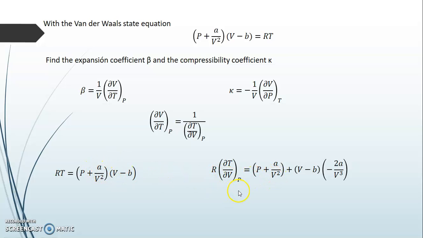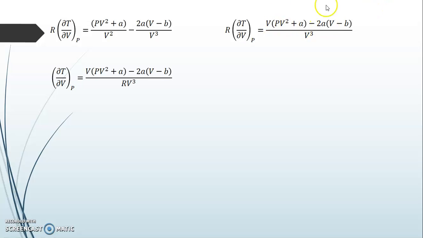So in here we have a product, so we need to use the product rule for derivatives. We have P plus a over v squared, plus v minus b times minus 2a over v cubed. So now we just need to simplify all these terms. We need to solve this operation. We must remember to keep the common denominator and do the corresponding operations to get this expression that we have in the numerator. Finally, R, which is multiplying the derivative, we can pass to the other side in division.